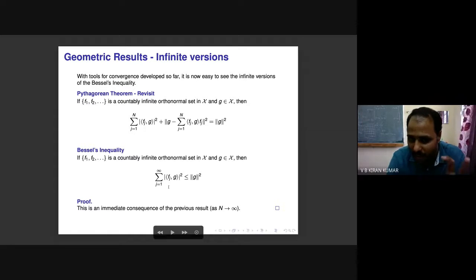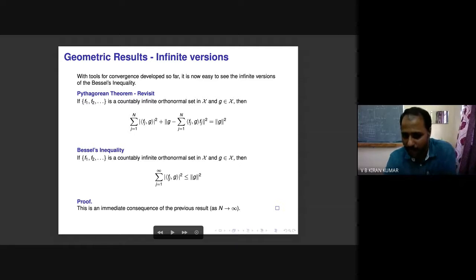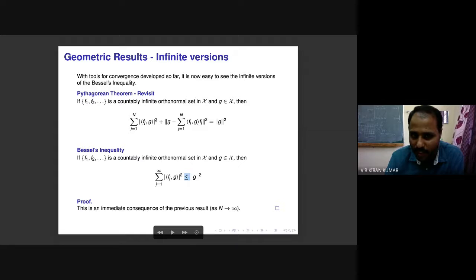But here I am dealing with an infinite limit. I applied it only for n equal to 1, but here this inequality is different. So my question is, when do you have equality here? That means you let n tend to infinity, and this should be equal to this.